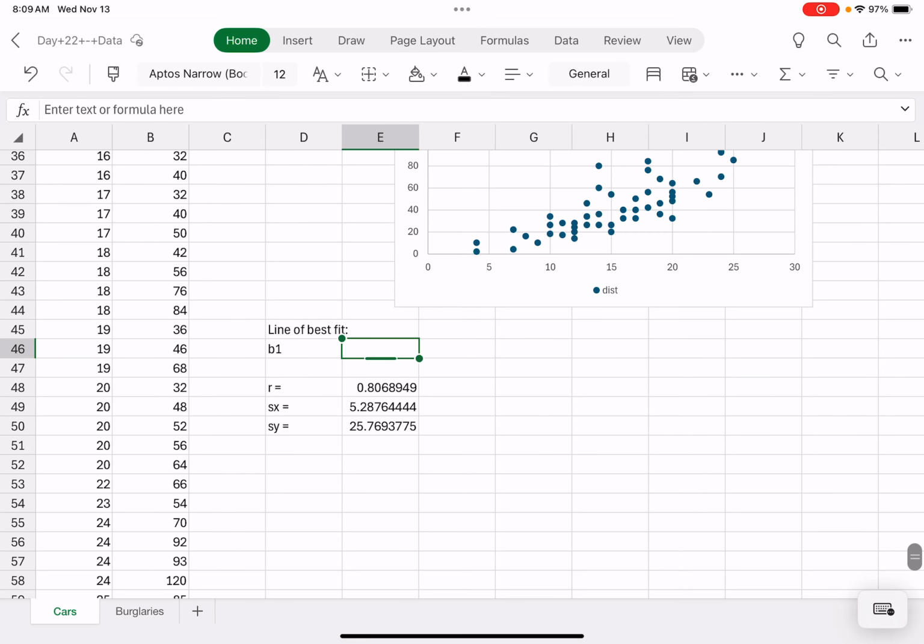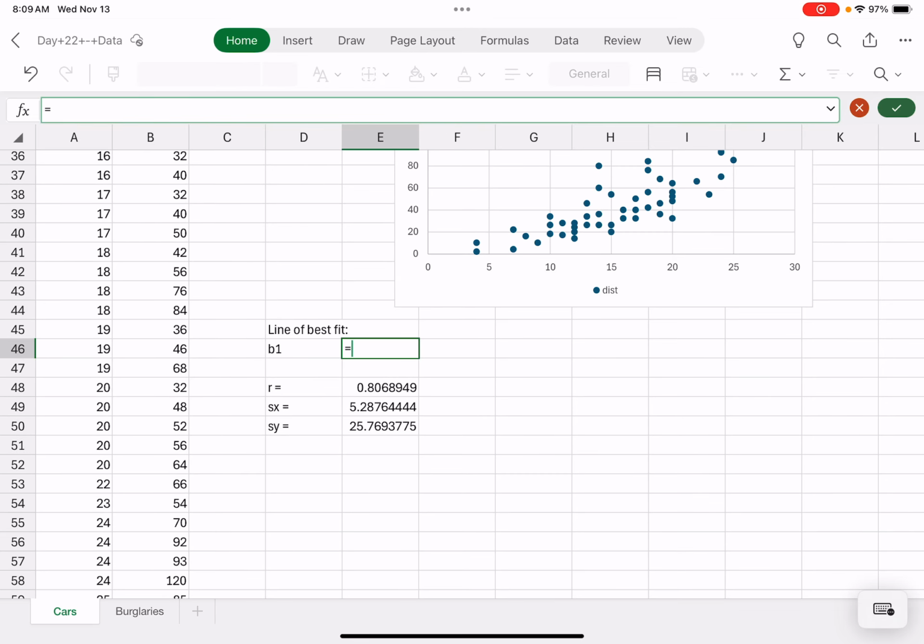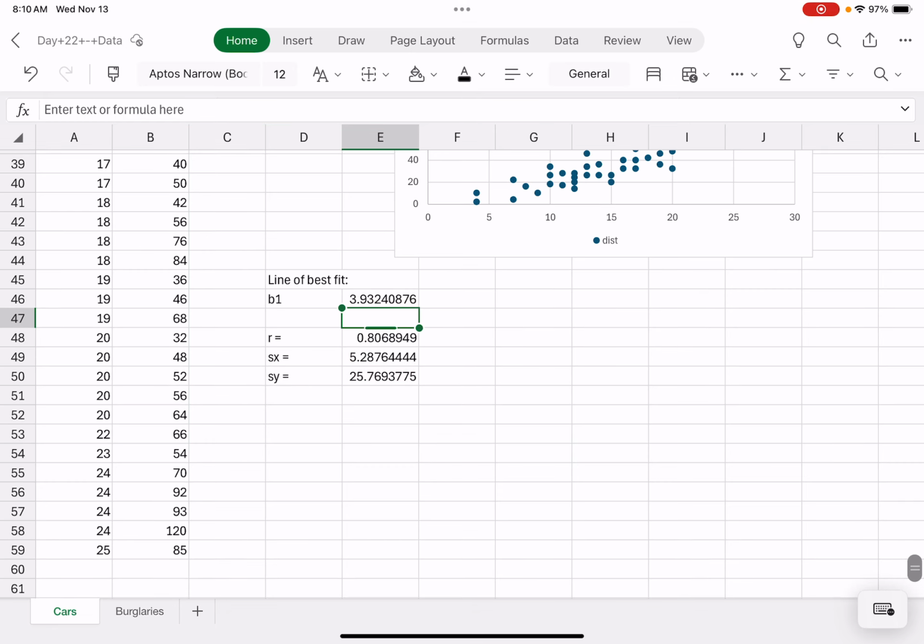And so B1 is going to equal R times SY divided by SX. Okay, how do I know it's SY over SX? Think about slope. This is the slope, right? Change in Y over change in X. So the standard deviation in Y goes over the standard deviation of X. Press enter. There's my slope for the line of best fit.